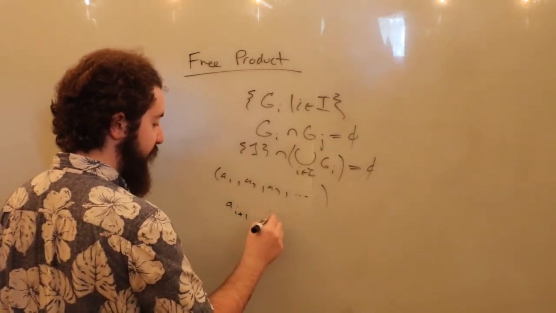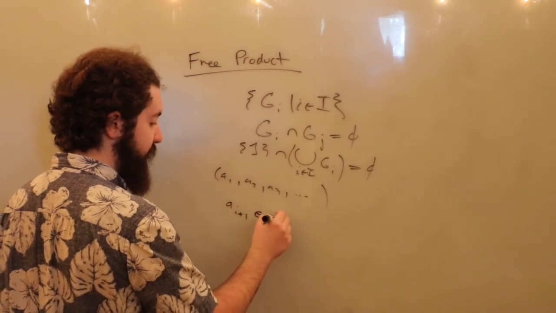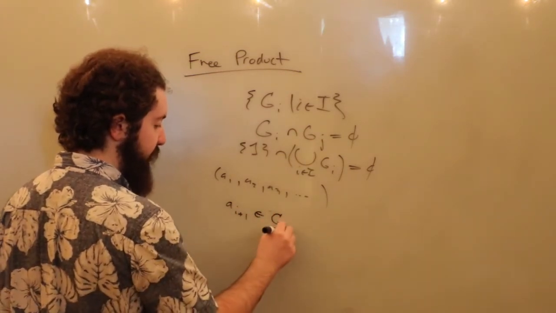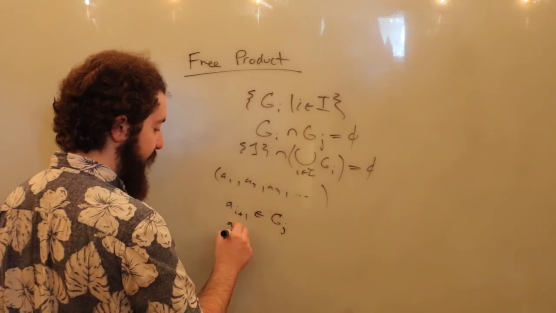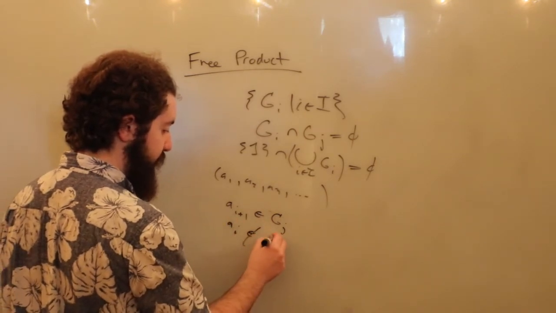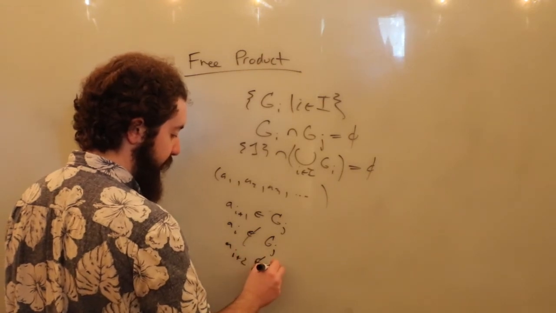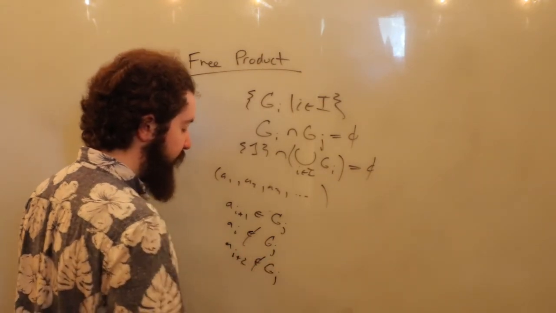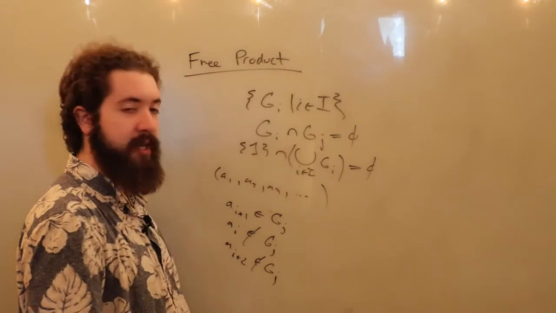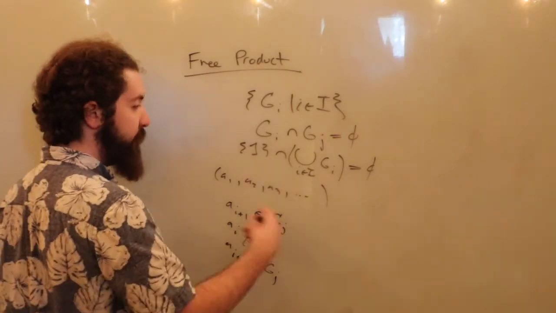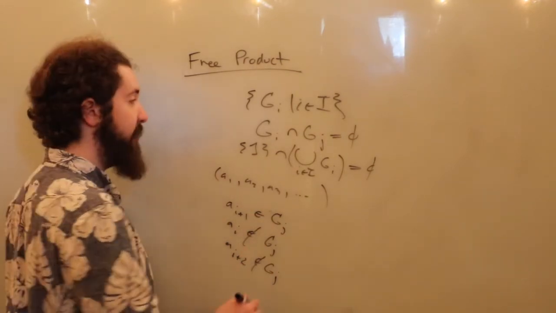So let's say if A sub I plus 1 is in G sub J, then A sub I is not in G sub J, and A sub I plus 2 is not in G sub J. So reduced is going to mean we multiply out however many times we have to.